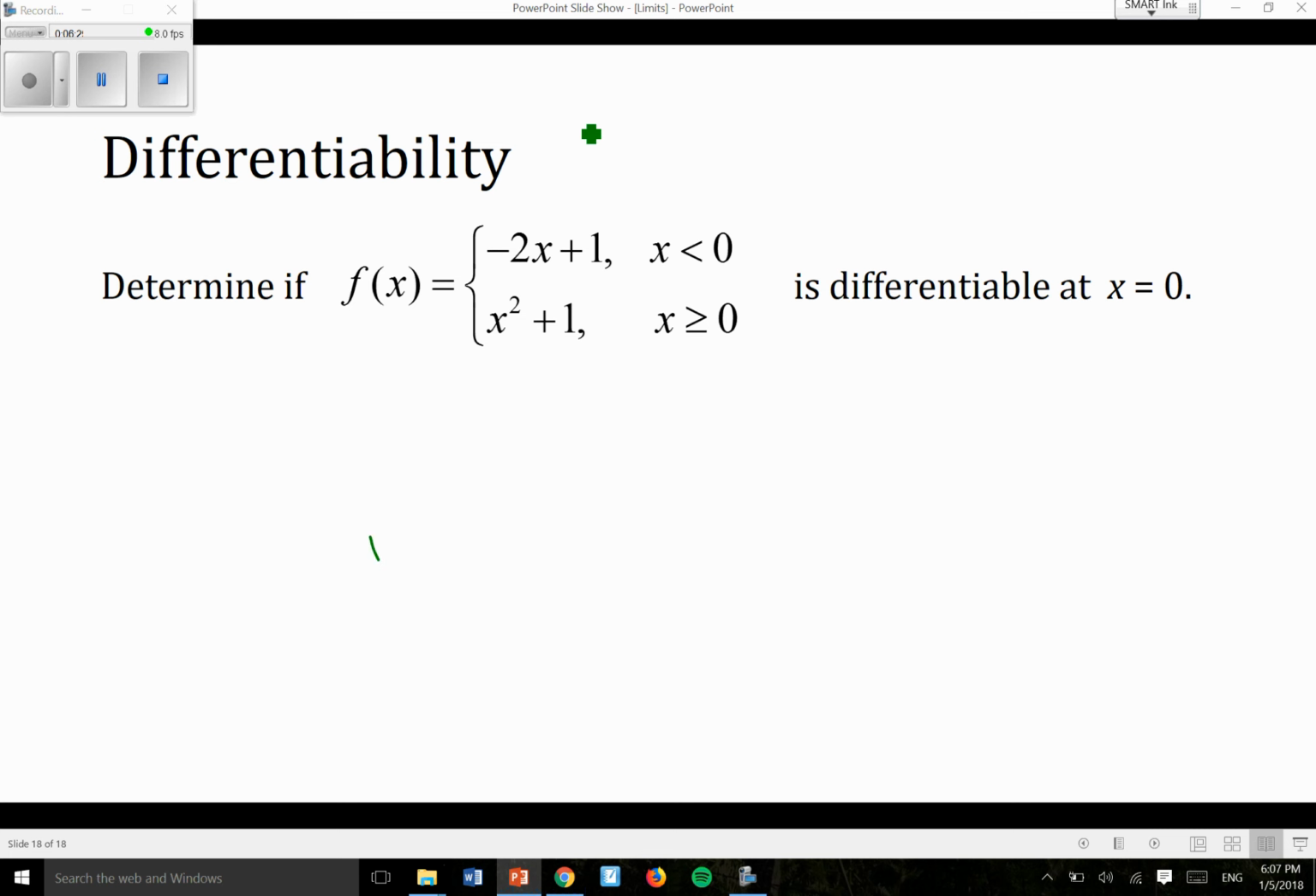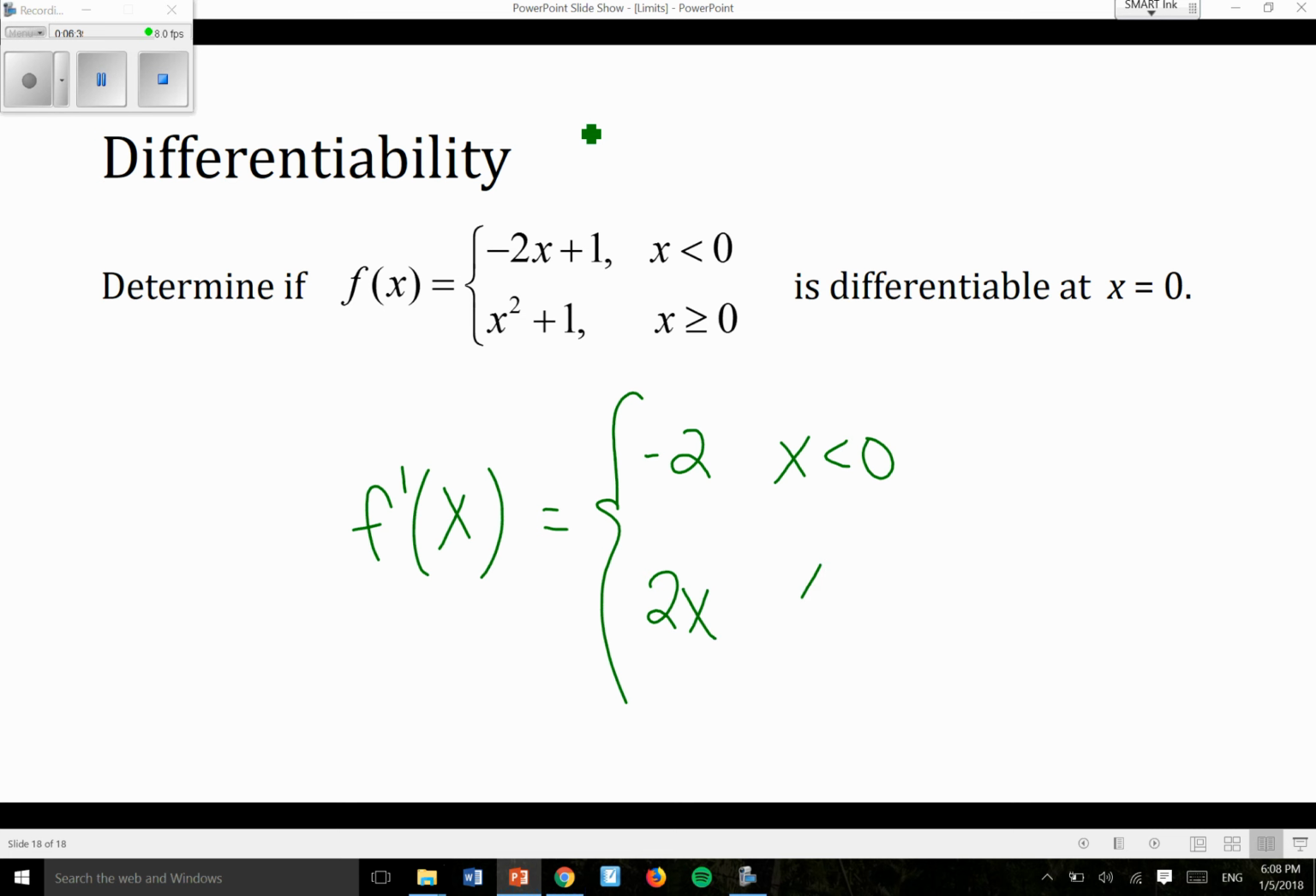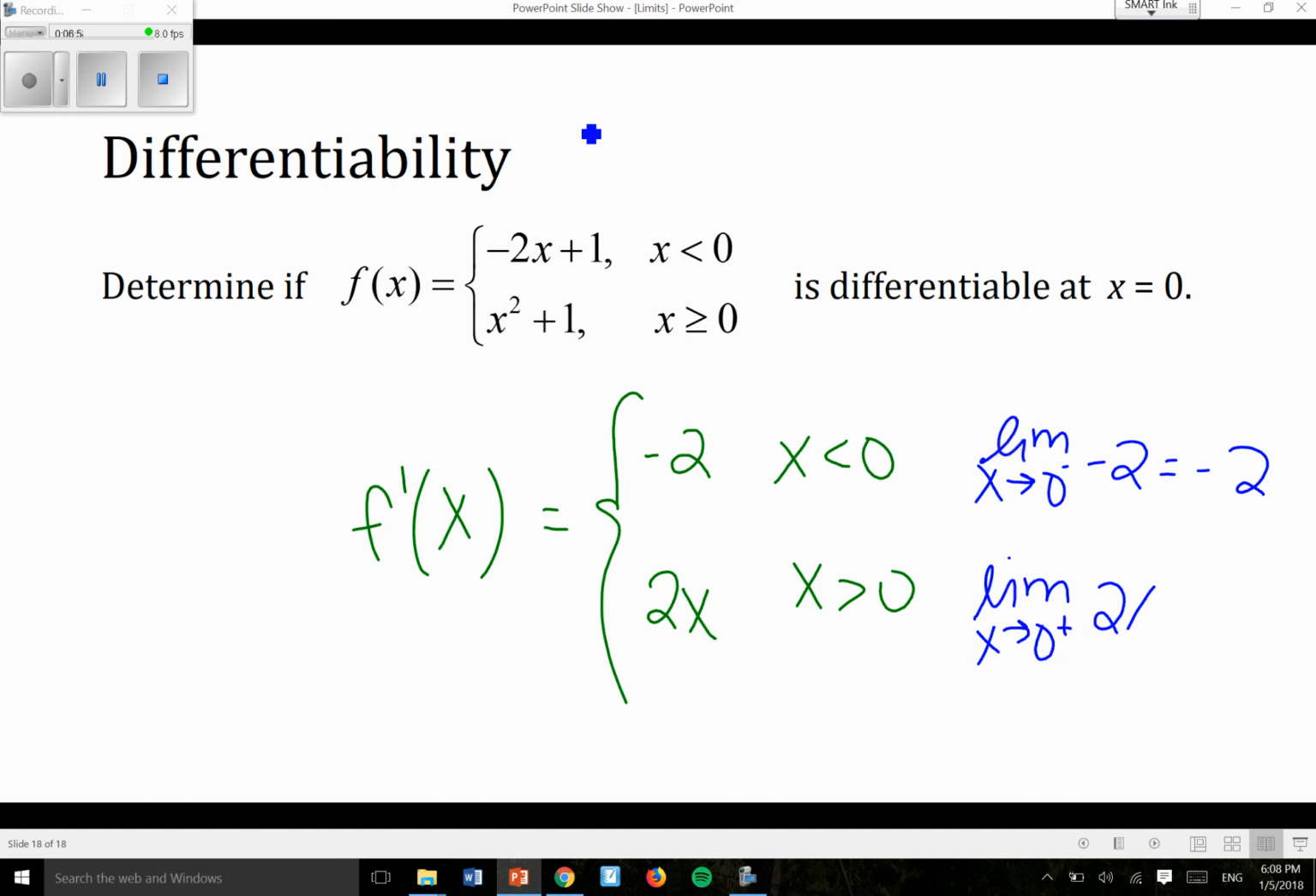The interesting thing is to look at their slopes. -2x plus 1, slope of -2. x squared plus 1, slope of 2x on the right side. And now we can look at the limits. So the limit as x goes to 0 from the left of -2 is -2. And the limit as x goes to 0 from the right of 2x equals 0. These are not equal, meaning that we have competing slopes as we approach 0.